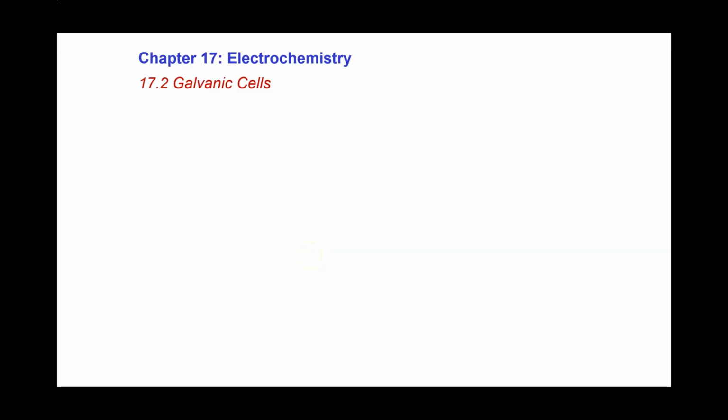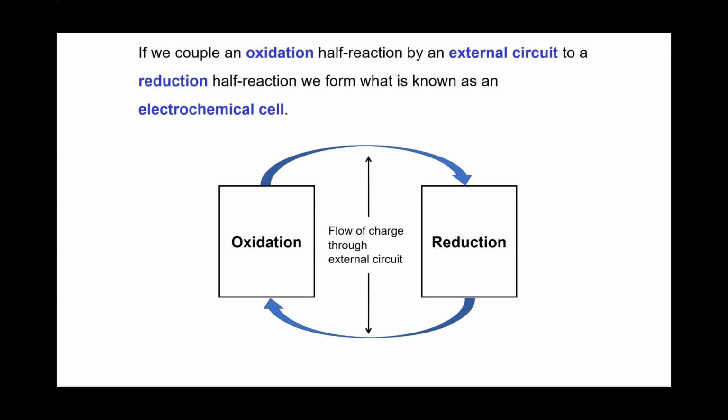In section 17.2, we start talking about electrochemical cells, and in particular we're going to be talking about a particular type of cell called a galvanic cell. So if we couple an oxidation half reaction by an external circuit to a reduction half reaction, we form what is known as an electrochemical cell.